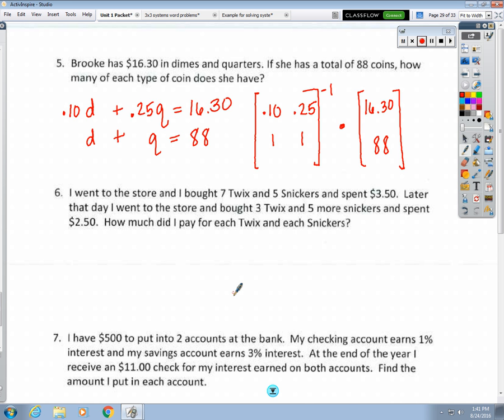Okay, so go ahead and type that in and see what you get. Okay, what y'all get? 38 and 50. Okay, so let's make sure that makes sense. Is that 88 coins? Yes, ma'am. Okay, 38 is your dimes. How much money is 38 dimes? $3.80. Right. How much money is 50 quarters? $12.50. And then does that total up to 1630? Yes.